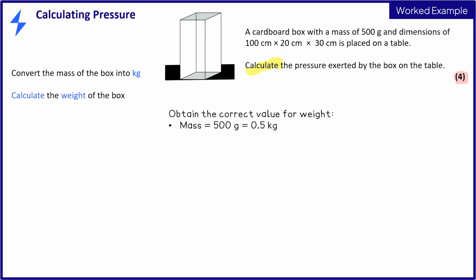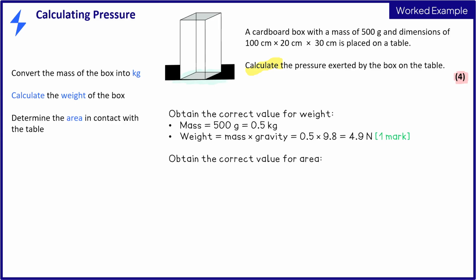Then calculate the weight of the box, which is equal to the force applied to the table. Weight is equal to mass times gravity from Newton's second law, which equals 0.5 times 9.8, which is equal to 4.9 newtons for 1 mark. Here we assume that the acceleration of freefall g is equal to 9.8 meters per second squared, unless otherwise specified in your exam question. Use the information given to determine the surface area in contact with the table.